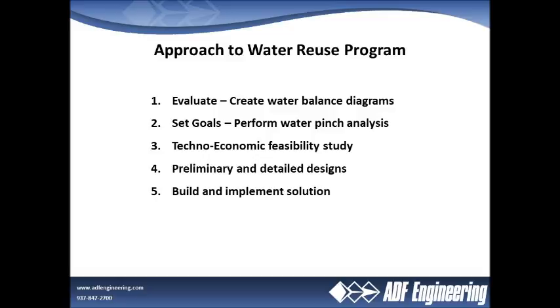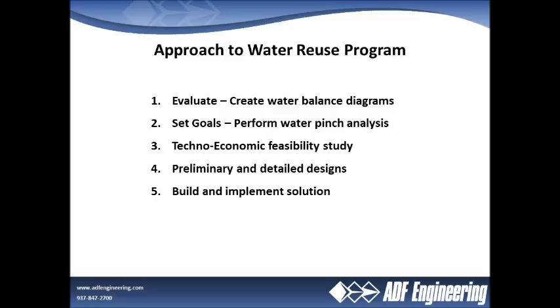Once you do that, you get into some preliminary designs for water equipment and the changes to your facility, and then do the detailed design, including who's the vendor and where's the equipment going to go, and what the balance of engineering is going to look like. And that is when you go out and build and construct your equipment train, and then implement the solution. So this is the methodology that we here at ADF follow, and it works out pretty good doing it in a planned, organized approach that way.